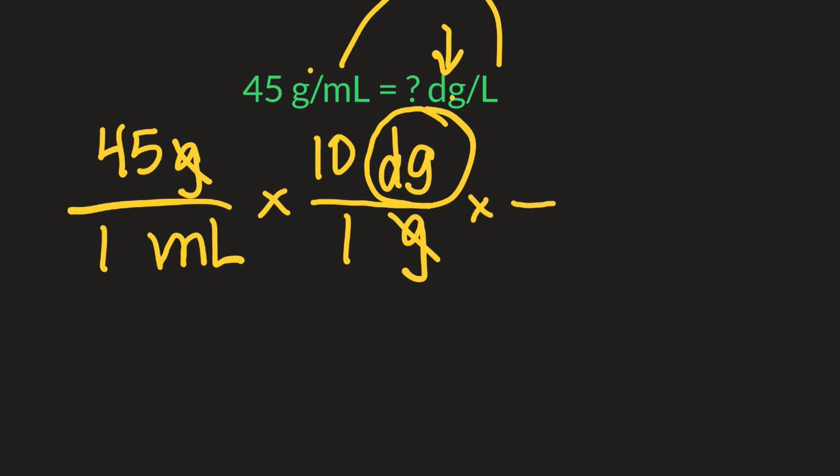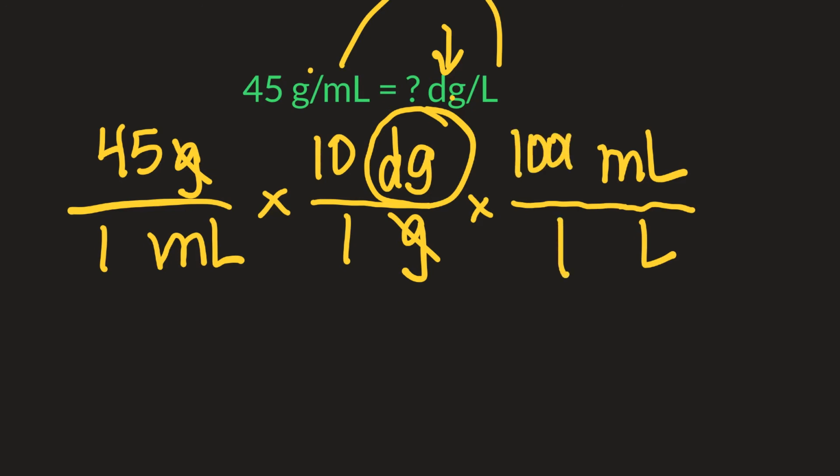But I'm not done with the bottom unit. Now, hopefully this makes sense. If milliliters is on the bottom and I want to cancel it out, it should go on the numerator, right? Opposites. That's the only way it's going to cancel out. So, can I put milliliters into liters? Yes, I can. Which is bigger? Liters. Milli is worth 1,000. This cancels out. So you can see I have liters on the bottom.